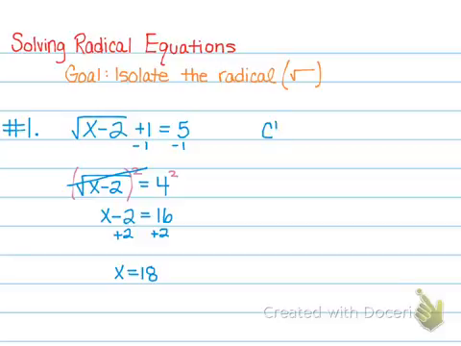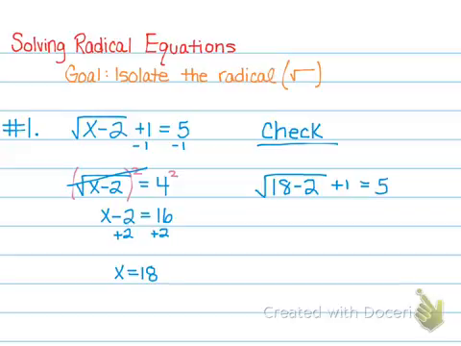So for my check, I'm going to plug back in 18 where I had x. So 18 minus 2 is 16. The square root of 16 is 4. So 4 plus 1 does equal 5. So we did this one correct.